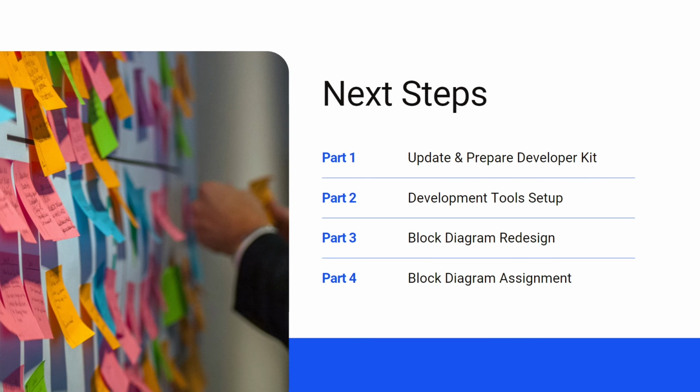So for our next step, we're going to update and prepare our developer kits, which is the NVIDIA Jetson platform that we just received. We're also going to set up some development tools, mainly the GitHub repositories. And we're going to redesign our block diagram because, as far as we know right now, we have a different block than what we are expecting. The development kit is not what we are expecting.